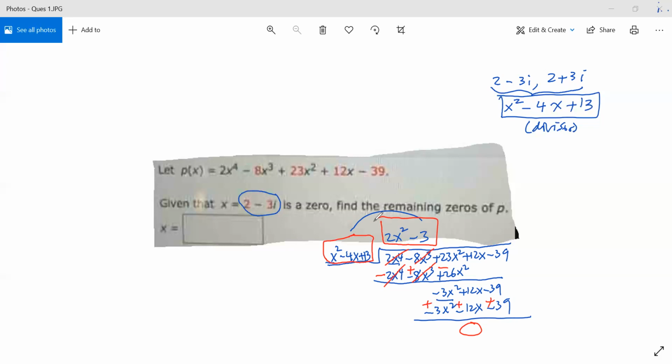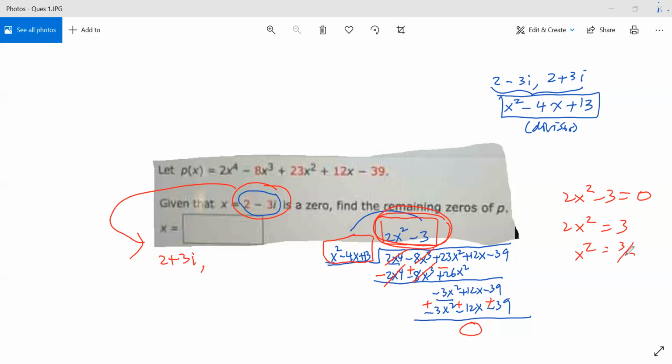Because we need to find the remaining zeros, we already know two zeros, right? So one zero was this, and the other was the conjugate of this, which is 3 plus 2i. And then the other two are going to come from this quotient here. So I will take that and set it to 0. This is going to give me 2x squared equals 3, x squared equals 3 over 2. Then take the square root of both sides, so x is equal to plus or minus the square root of 3 over 2. So you can leave it like that, or you may need to simplify it.